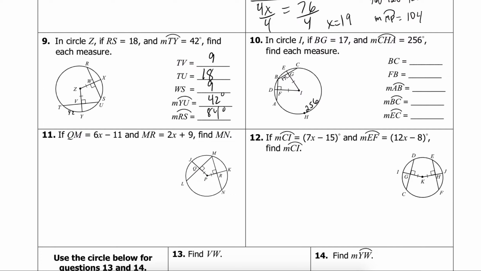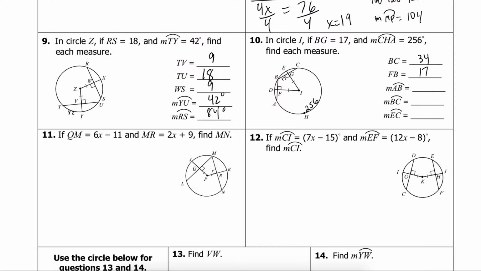Okay, so we're going to start with BC. So if BG is 17, then BC is going to be twice that. So it's going to be 34. And then FB is going to be congruent to BG, so it's 17. Now we're going to look at the arcs. Okay, first we're going to look at arc AB, and then we're going to look at arc BC. Well, those are actually equal, aren't they? AB and BC are equal.